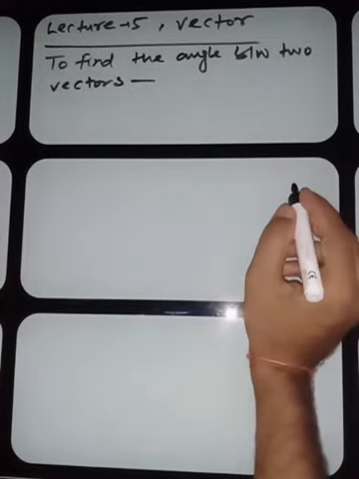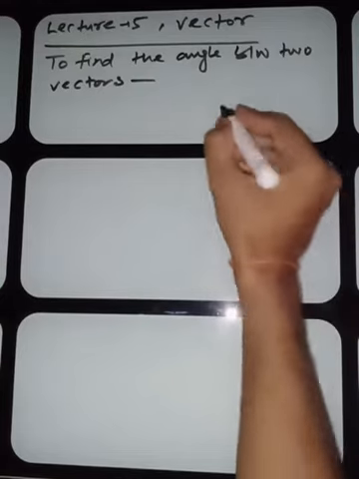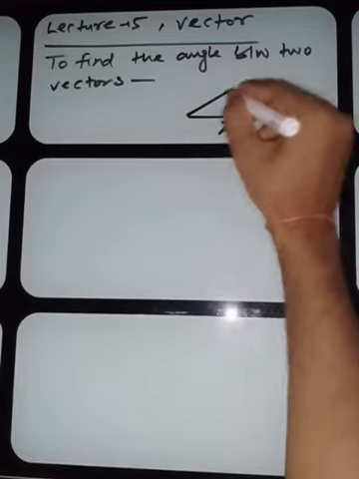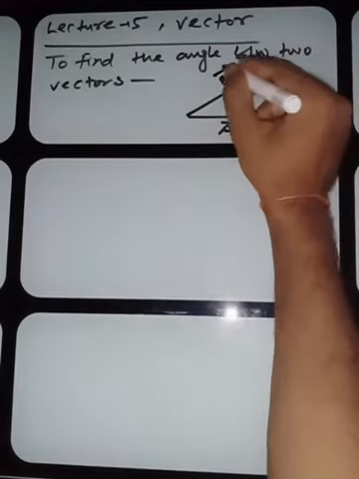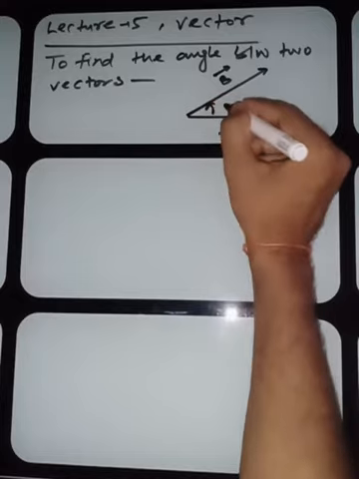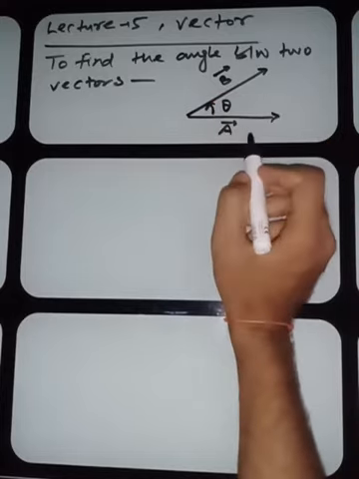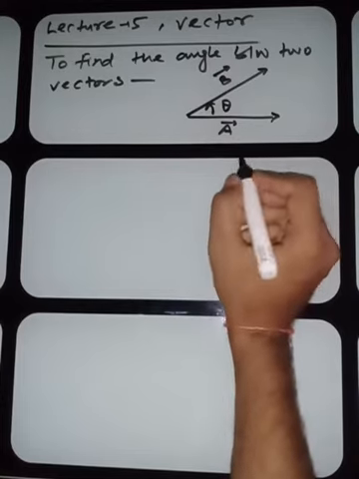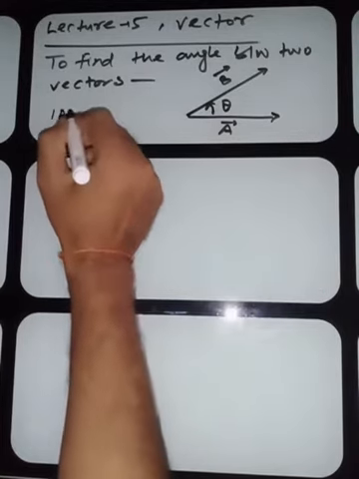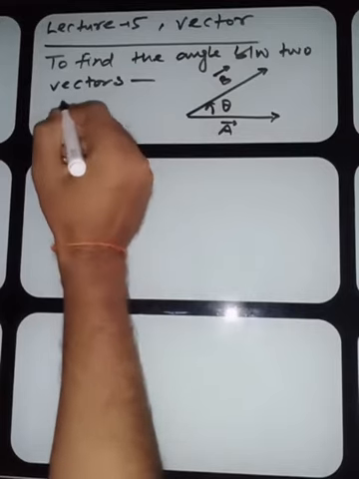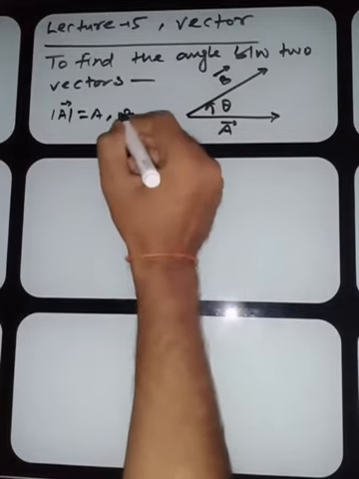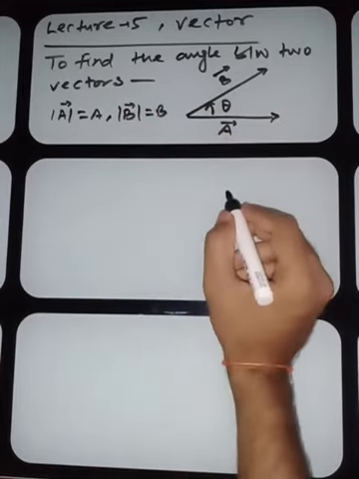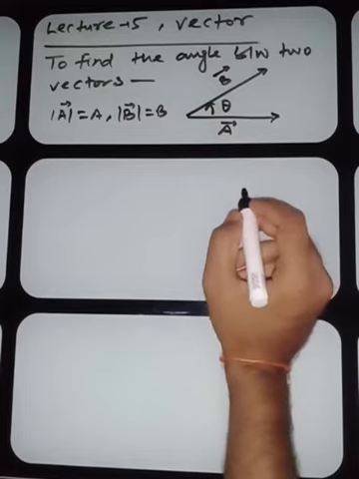To find the angle between two vectors, suppose we have two vectors like this: the vector A and the vector B inclined at an angle theta, and we have to find this angle theta made by the two vectors A and B. Here the magnitude of vector A is A, the magnitude of vector B is B, and theta is the angle between vector A and B.